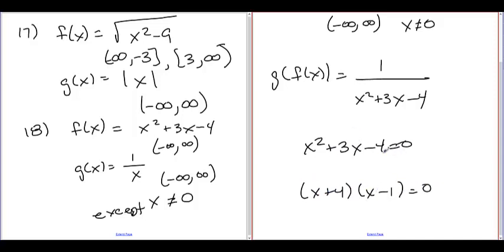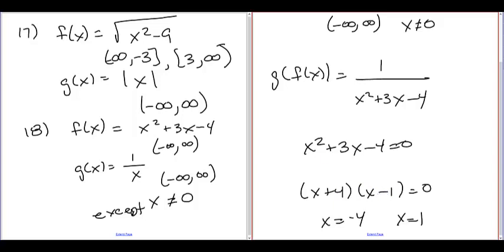So what two numbers multiply together give you 4, 1 and 4, 2 and 2. Which one has a difference where the difference is 3? So you have 4 and negative 1. So you can see if I multiply this out, I get that. So the denominator is going to go to 0 under two conditions. When x equals negative 4 or x equals 1. If it's equal to negative 4, this parenthetical expression goes to 0. When it equals 1, this one goes to 0, and 0 times any number is 0.